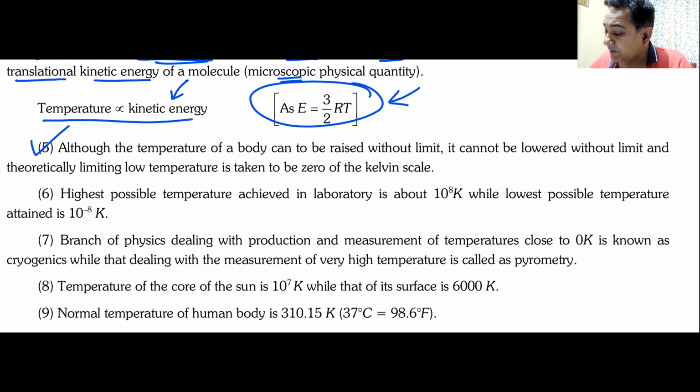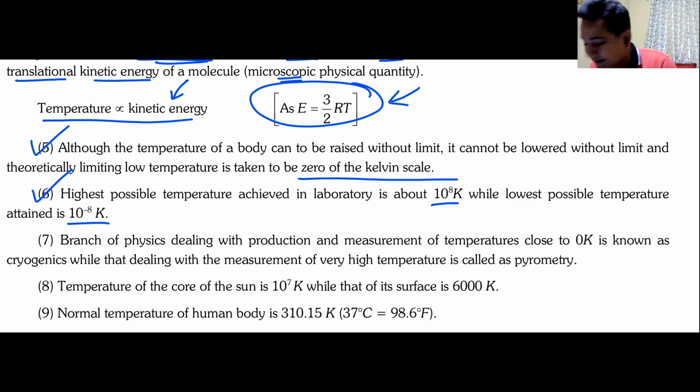The lowest possible temperature of a gas is how much? 0 Kelvin. We have not achieved that, but we have come very close to it. The highest possible temperature that we have achieved in the laboratory is about 10 raised to power 8 Kelvin, and the lowest is almost 10 raised to power minus 8 Kelvin. This is just for theoretical purposes.